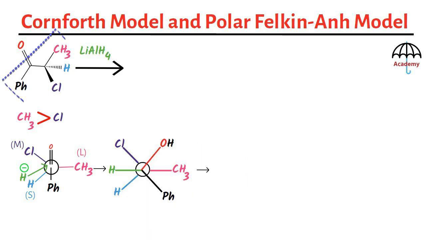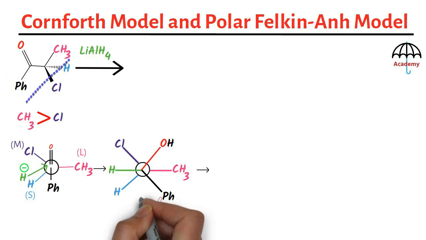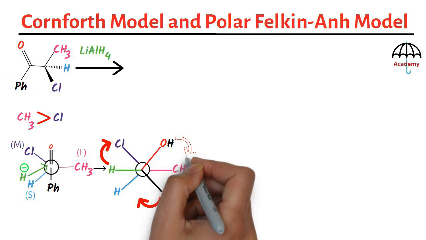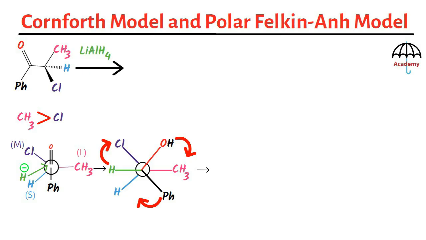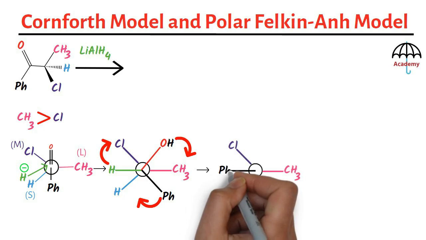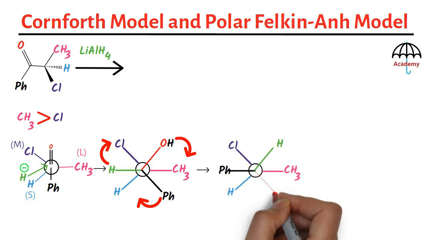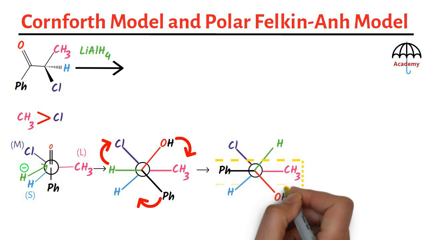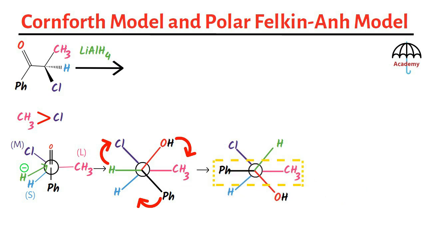In the reactant, phenyl is shown opposite to methyl group. Therefore, we will rotate front carbon to bring phenyl opposite to methyl group. After rotation, the back carbon and its groups are written as such. Phenyl reaches here, hydrogen here and hydroxyl group here. Now we have phenyl and methyl opposite to each other.